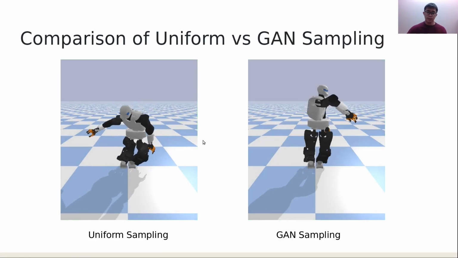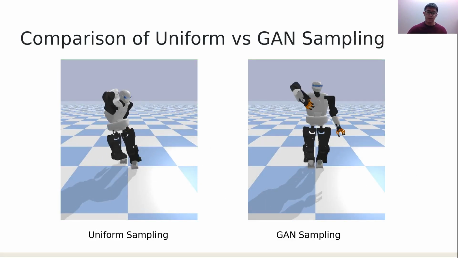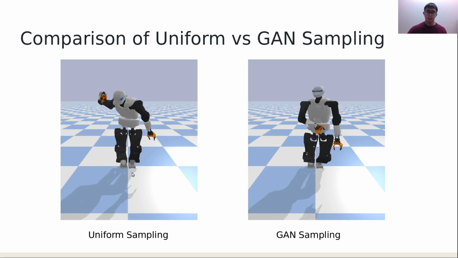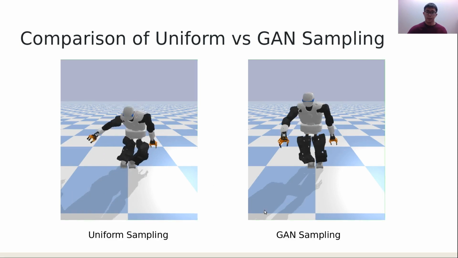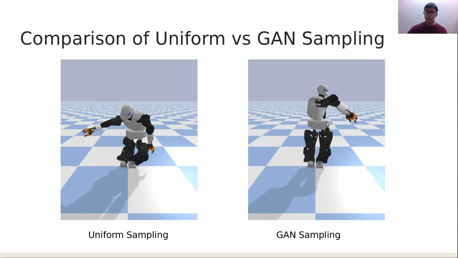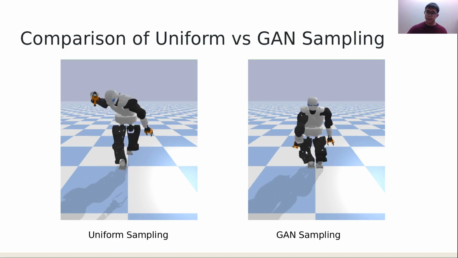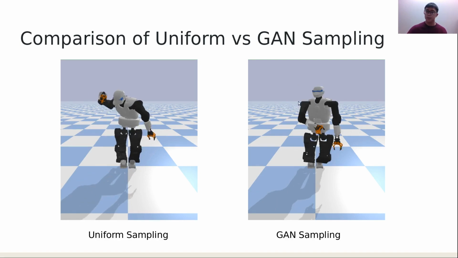This is what it looks like. In uniform sampling, we sample random configurations and then we project them to the manifold. While in GAN sampling, the initial configurations are already very close to the manifold. In fact, the projection step cannot be seen visually here because the change is very small.